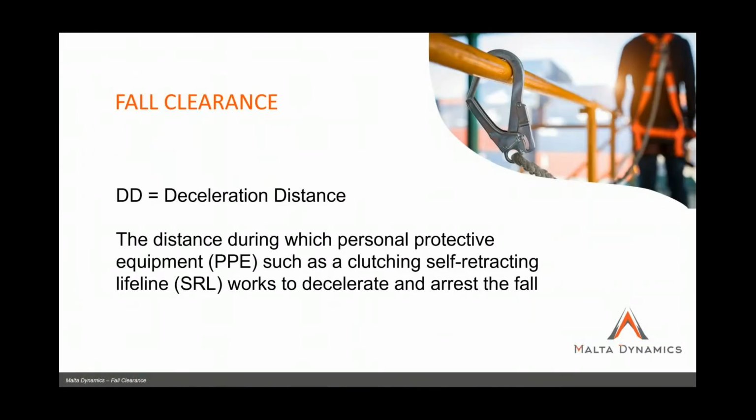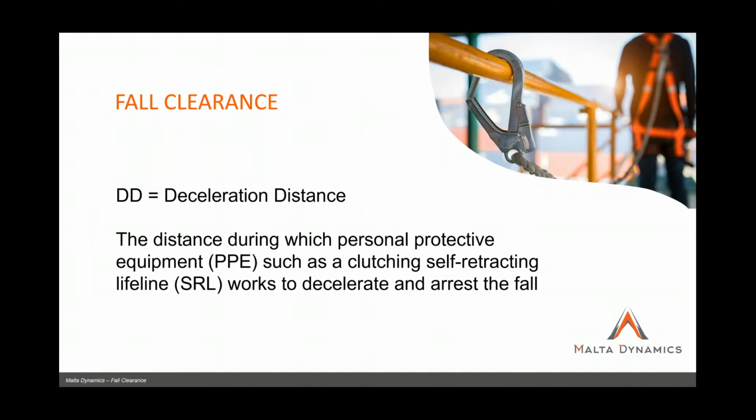Then we have deceleration distance. So when your free fall distance stops, your deceleration distance begins. That's when the shock pack on your lanyard begins to open up. It kind of blows out of its plastic case and begins to rip apart. And that process of ripping apart slows you down. That's absorbing all the impact forces, the arresting forces, I should say, that would occur on the body. So it's slowing you down to get you under 900 pounds of force. And I'll read the definition here. The distance during which personal protective equipment, such as a clutching, self-retracting lifeline, works to decelerate the fall and arrest the fall.